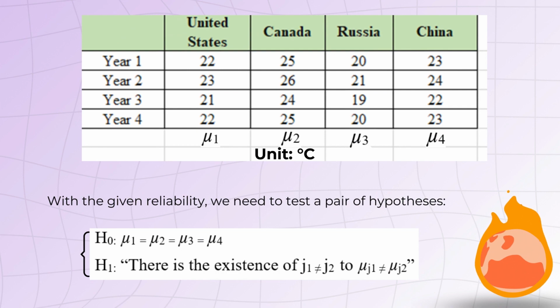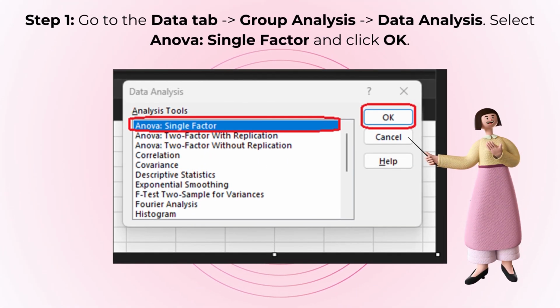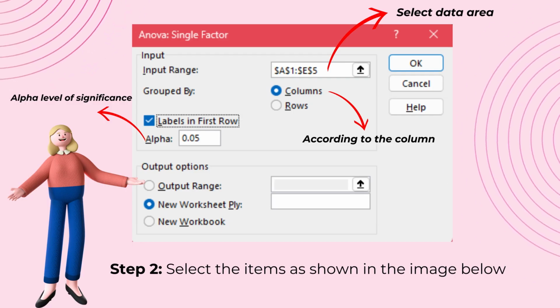With the given reliability, we need to test a pair of hypotheses. Step 1. Go to the Data tab, then Data Analysis. Select Anova: Single Factor, and click OK. Step 2. Select the items as shown in the image below.